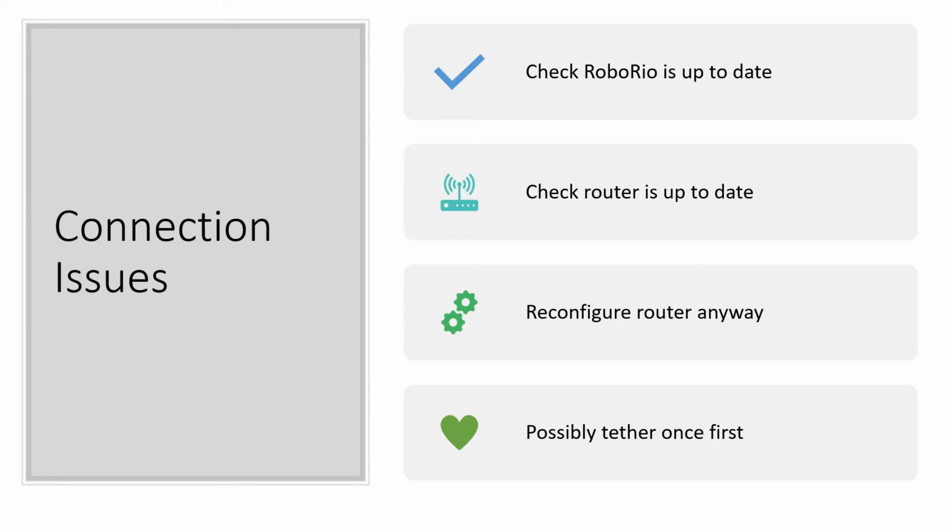Then check if the router is up to date, and usually you won't be able to connect to the robot in the smart dashboard at all if it's out of date. If this doesn't work, just reconfigure the router anyway. That usually helps fix issues. And also, I found that sometimes tethering once first over Ethernet from the laptop to the robot will help as well.